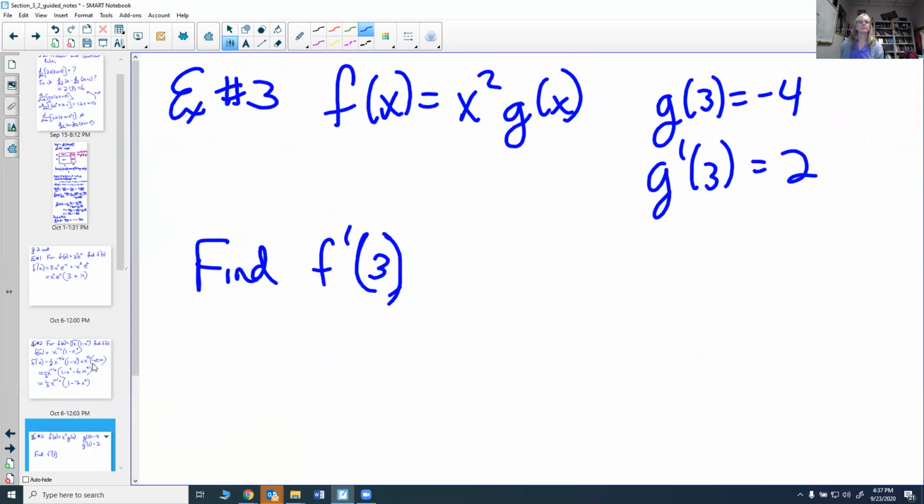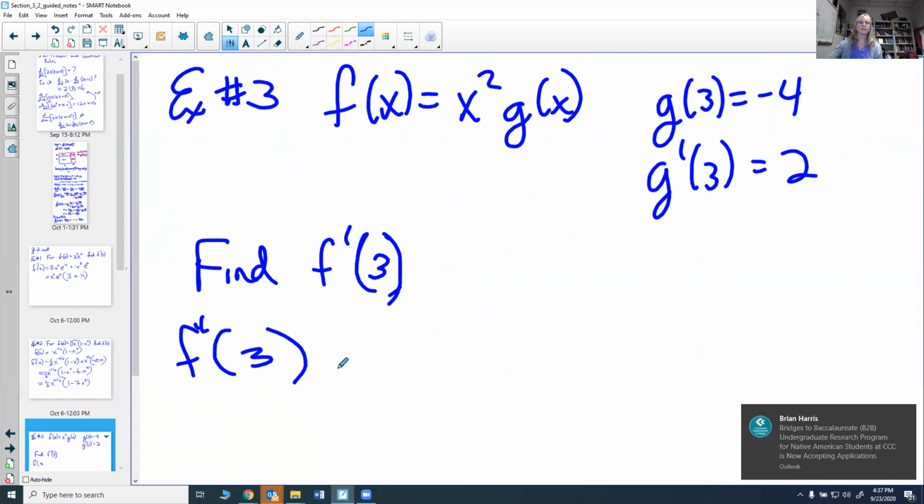Let's try another one. Let's find this one. This one is going to be where we're going to do the derivative. But we don't actually have a function for g of x. We just have a g of x. So the first thing is, even though I want f prime of 3, the first thing to do is find f prime of x.